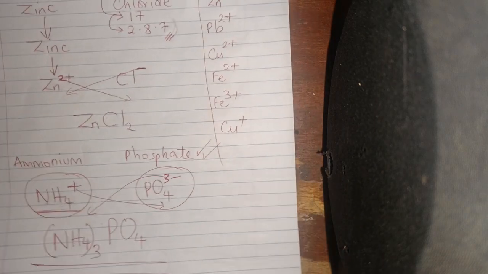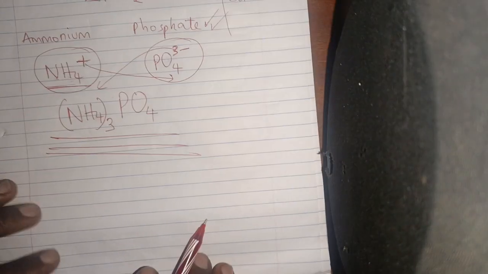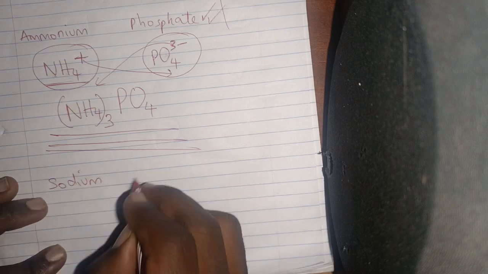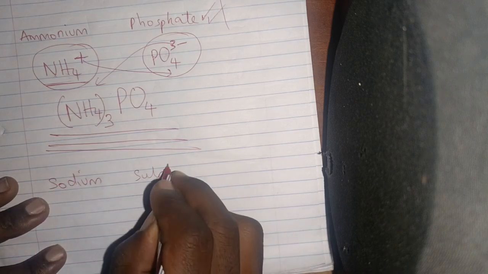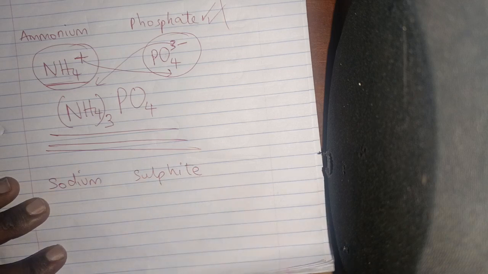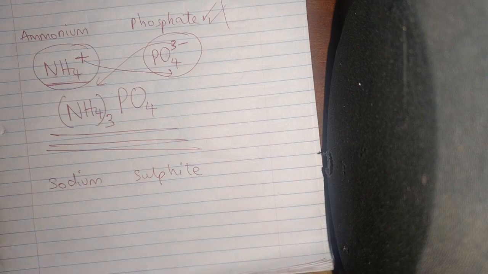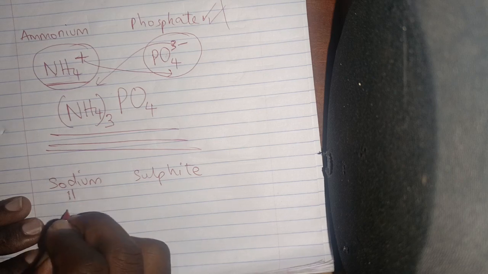I may give another example. I can talk about sodium sulfite. There is a difference between sulfite and sulfate. So we'll begin with the sodium. Sodium is a metal, it's not a radical, so it can actually exist as an ion. How? It must first end up losing 1 electron. How? Sodium is number 11. So the electron configuration is 2, 8, 1.